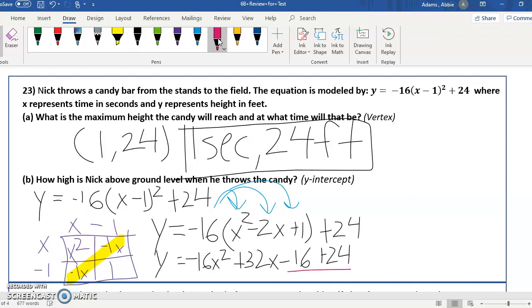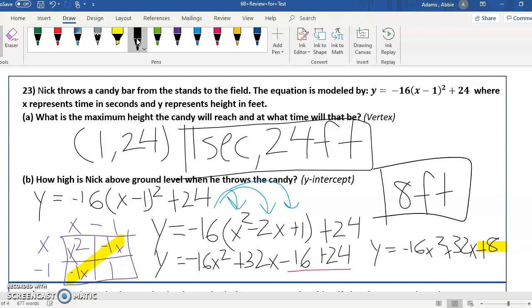Last step is to add, or combine like terms. So negative 16 plus 24 gives us that y equals negative 16x squared plus 32x plus 8. So that's our standard form. And we want to know how high Nick is above the ground when he throws the candy. That's our y-intercept, which is here. That's your c value. So he is 8 feet off the ground when he throws the candy. So he's at 0 seconds, and he's at 8 feet.